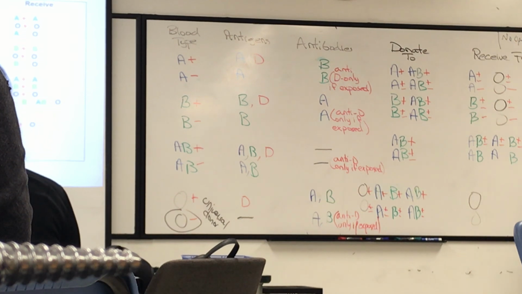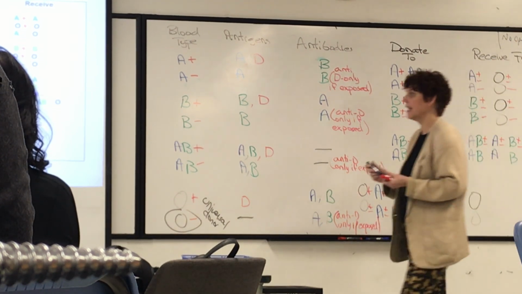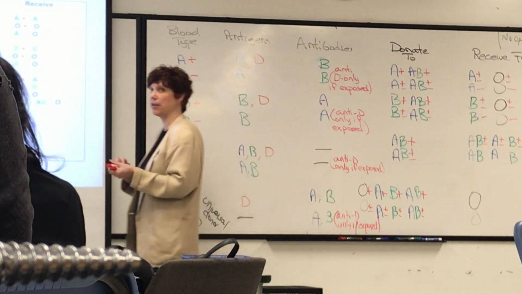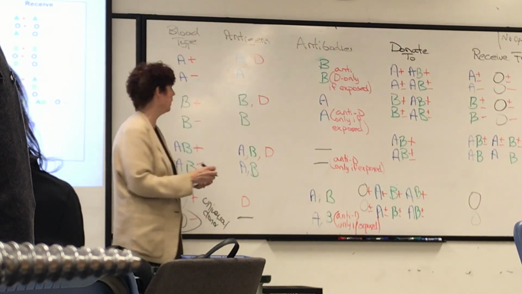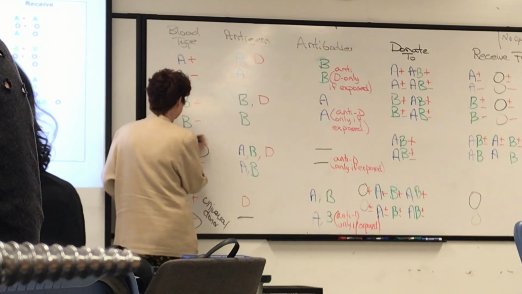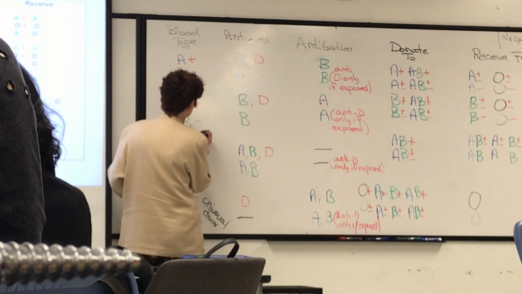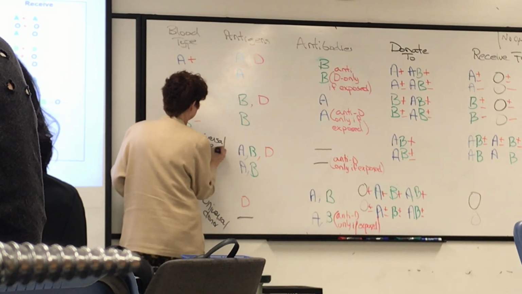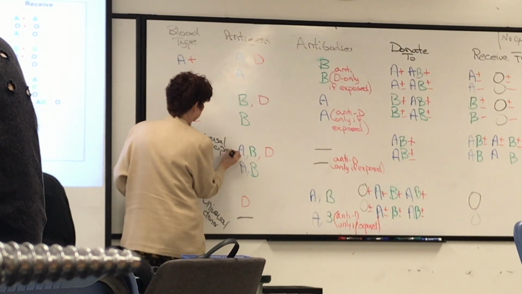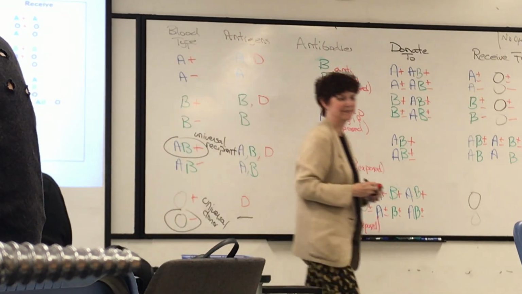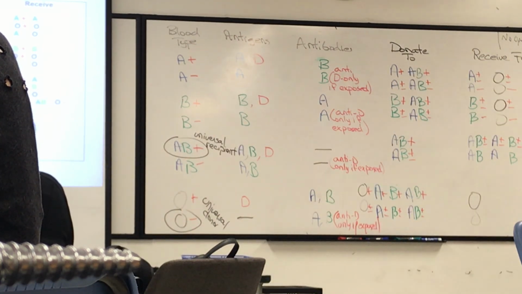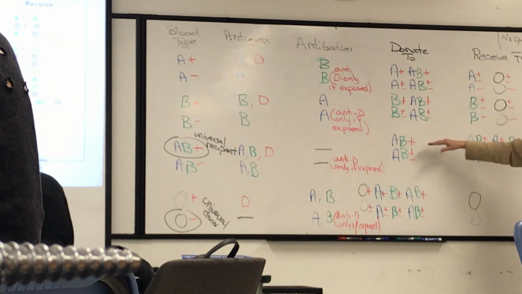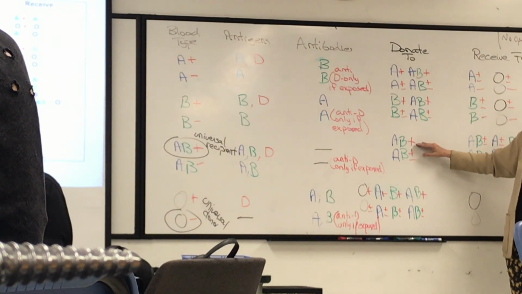So this is the universal recipient, okay? Safest blood type to have as far as what you can get. It's not as common as O positive, but you can receive any blood type, positive or negative. Now, although you can receive any blood type, you can only give to yourself, okay?